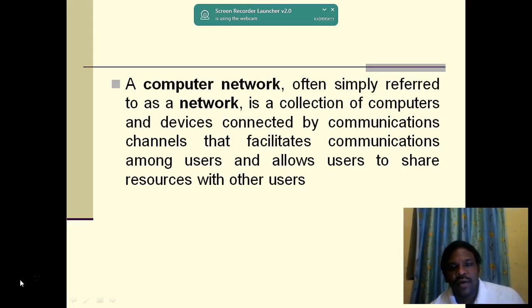It is often referred to as a network, a collection of computers and devices connected by communication channels that facilitates communication among users and allows users to share resources with other users. Here we must know what we mean by resources. Resources may be anything. It may be a file, an image, a video, or anything. As computer science and engineering students, we must know how to share all these resources among different computers connected to the same network or different networks.